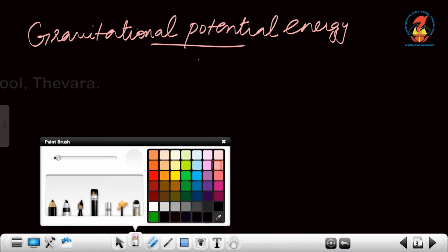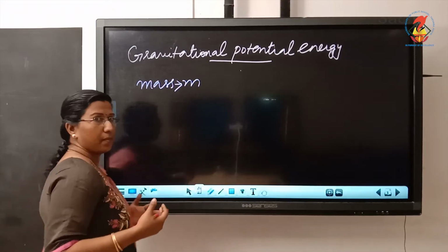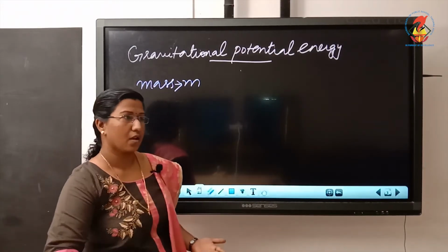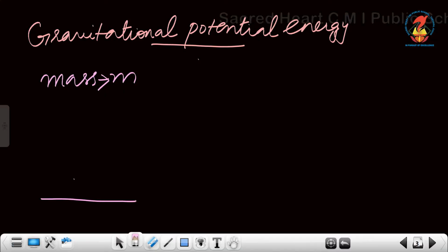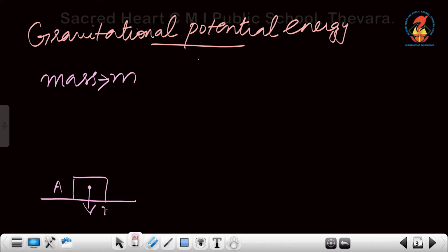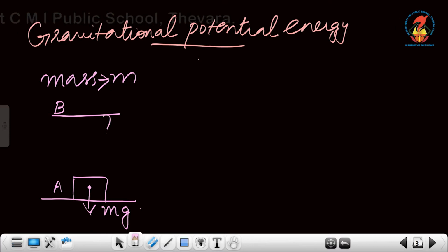Imagine there is a body of mass m lying on a surface, and I'm going to lift the body from the surface to a position at height h. So this is an object having a mass m lying at point A on a surface. The weight of the body will be acting downwards. Now I want to lift this object and keep it at point B, which is at a height h from point A.